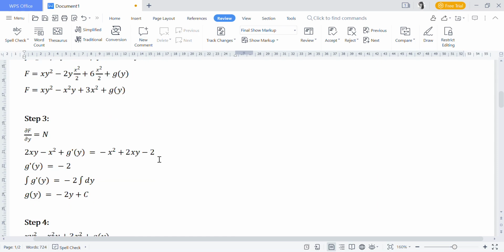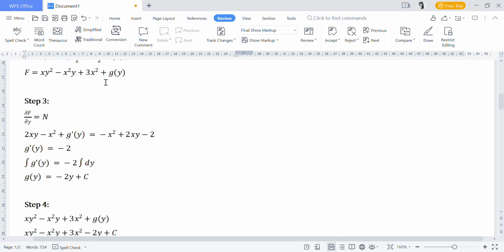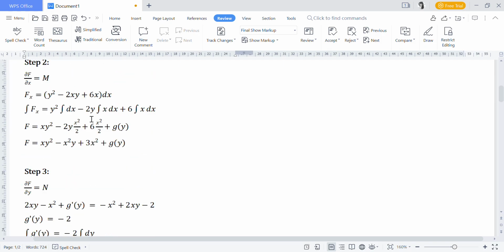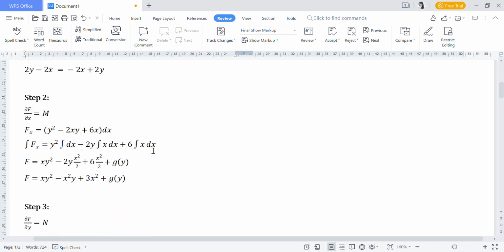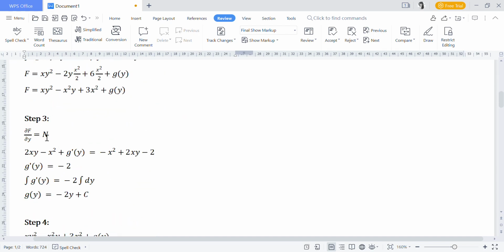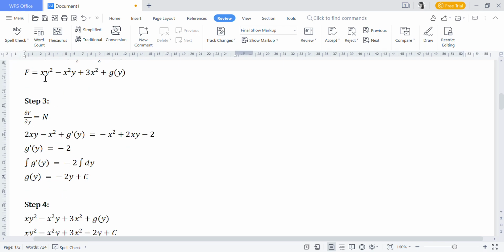Now, let's proceed. We will now derive this potential function in terms of y. Then we will equate this to the N equation, which is this one. So, the derivative of f in terms of y will be: the derivative of xy squared is simply 2xy, and the derivative of negative x squared y is simply negative x squared. Since y is 1, then negative x squared times 1 is negative x squared.